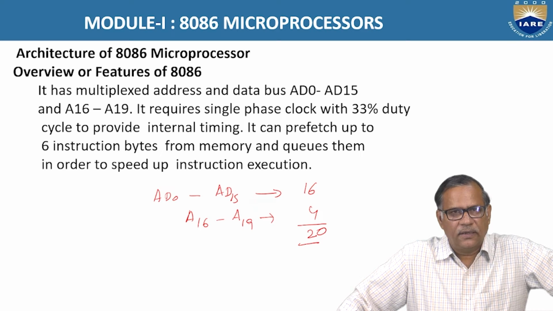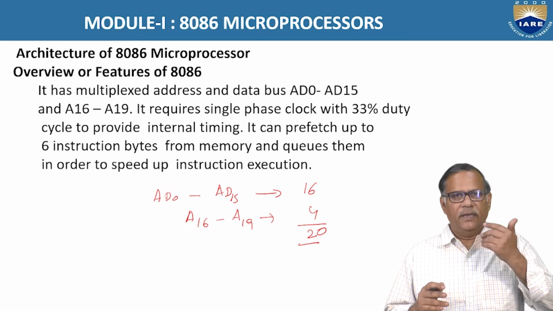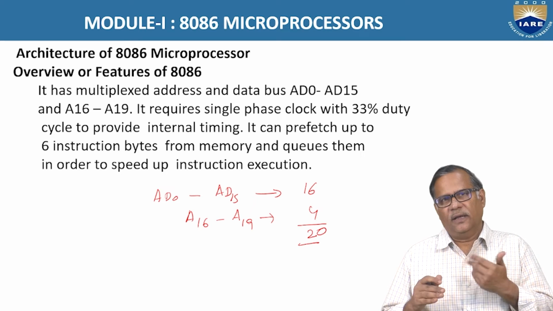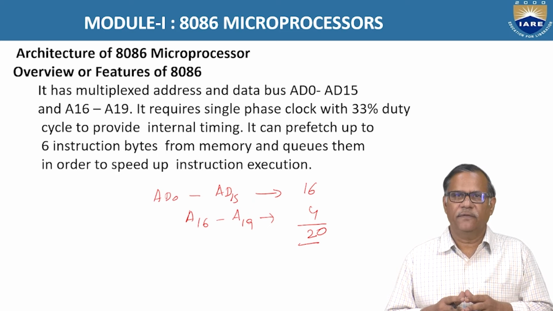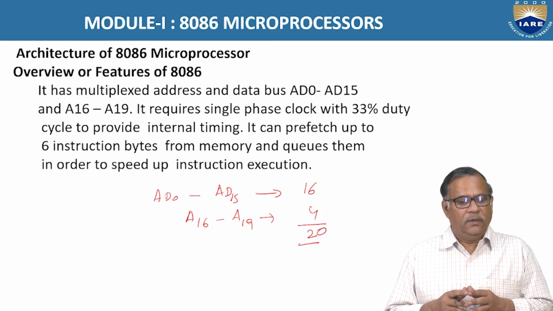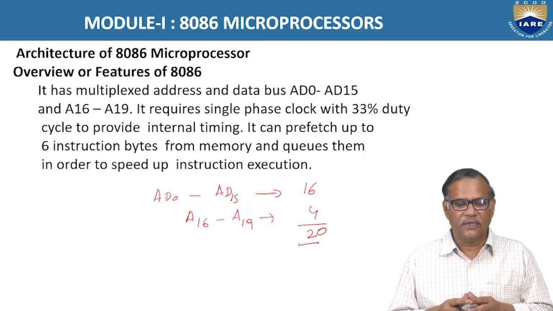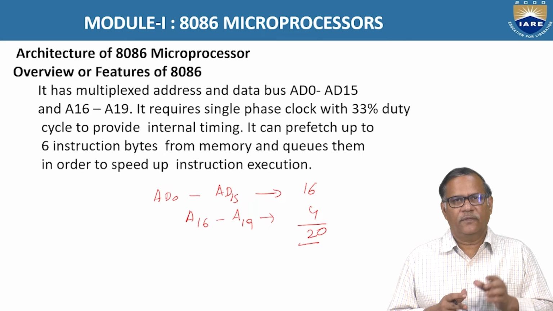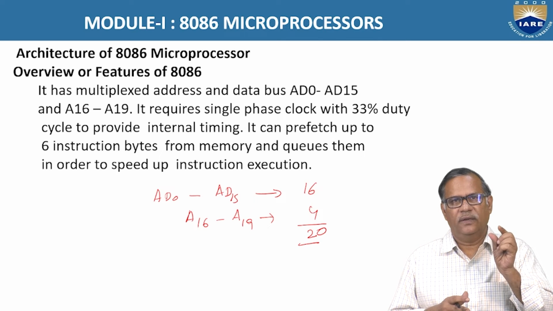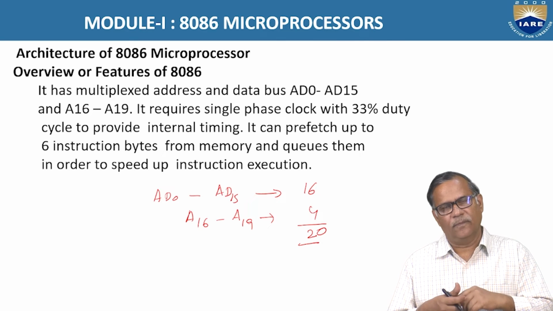AD0 to AD15 are used both for address and data. It is time multiplexing. When address is available on AD0 to AD15, the ALE signal is made high, and at other times when the ALE signal is low, the information present on AD0 to AD15 is data. This 8086 works with a single phase clock with 33% duty cycle to provide internal timing. That means for 33% of the time it is on, and the remaining time it is off.